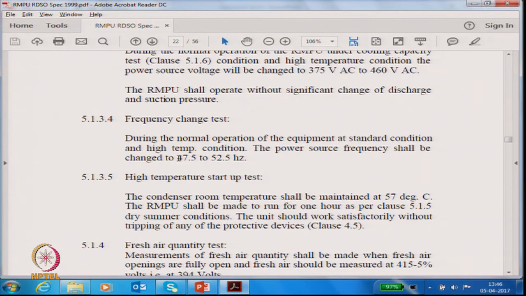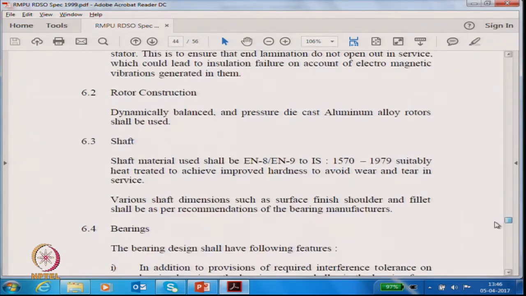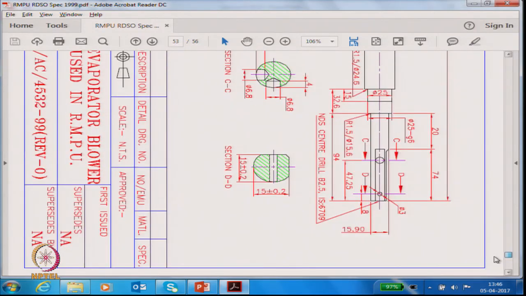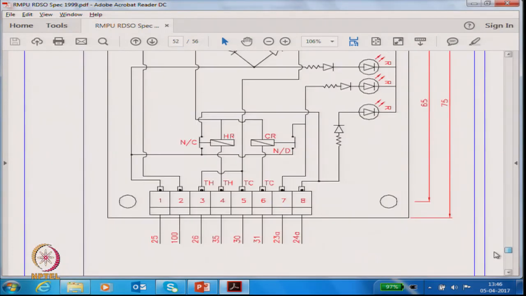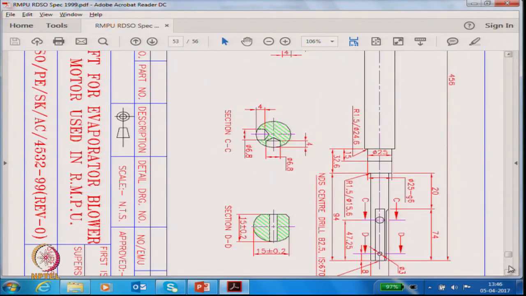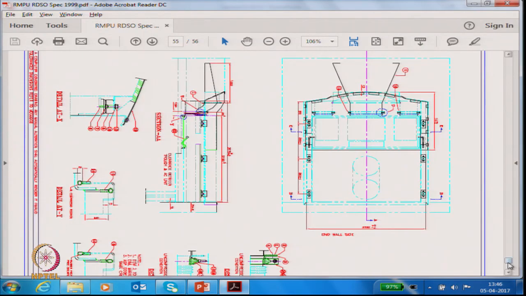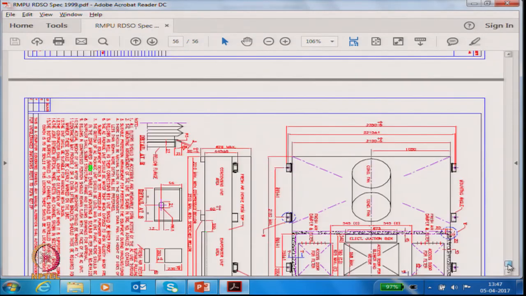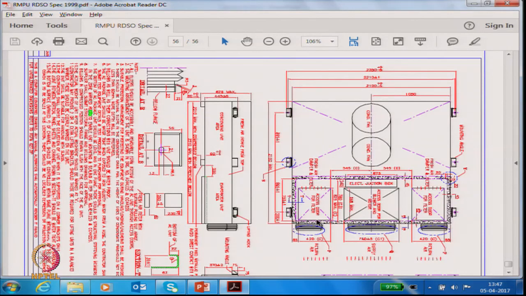Okay, then to ensure the frequencies that are encountered on the coach or in the train, there was a test to take the frequency down to 47.5 and take it up to 52.5 and ensure that no vibrations will result in failures of components. If you're interested, you will be able to see the drawings of the unit. This is the triggering circuit that I mentioned, where the signal from the thermostat, the mercury glass thermostat, is used to drive a relay. This is the detailed layout of the unit.